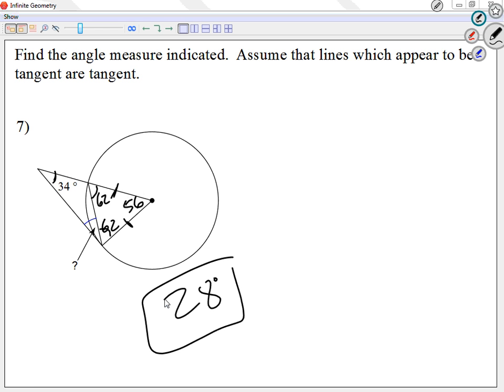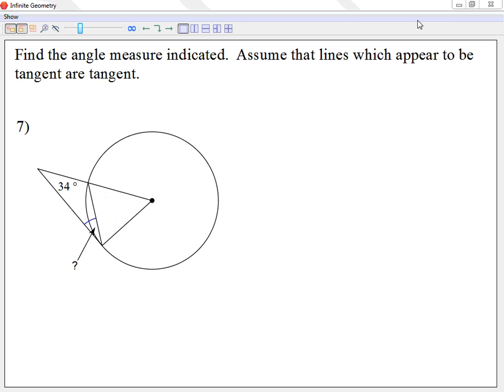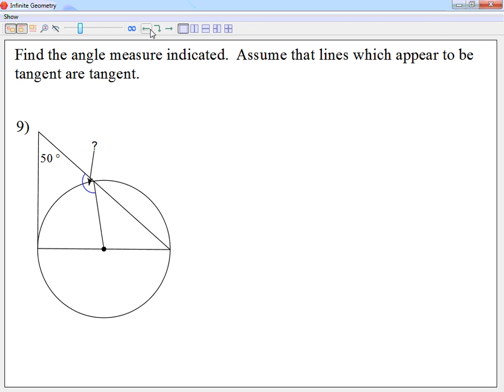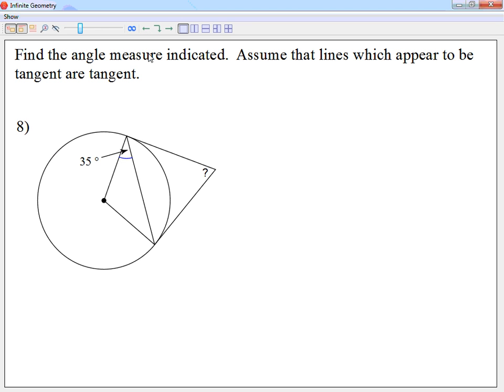All right, so once again, this might take a few steps. When there's a radius and there's a tangent, you know that's 90 degrees. That gives us 28. There's another kind that we're going to be looking at, and it's going to be simple, like number 8. There's another way. We can grab a protractor and measure it.